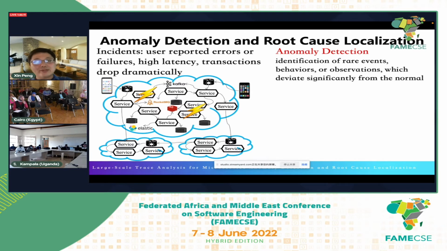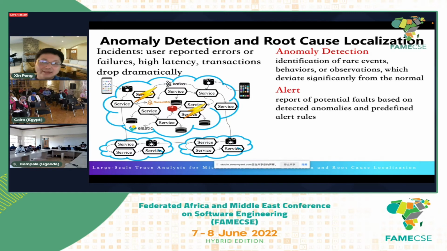We can think that an anomaly is a kind of early observation of some potential fault. Usually the company will configure some alerts. An alert is associated with predefined rules, and then the system can report potential faults based on the detected anomalies. For example, you can configure a rule stating that if the failure rate of a service interface increases dramatically in a very short time, then an alert will be generated.